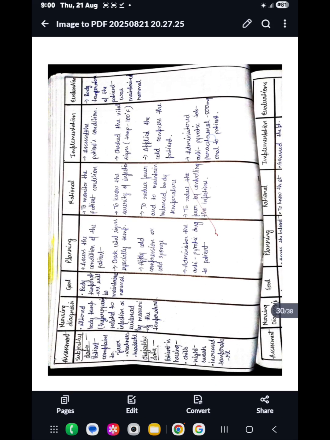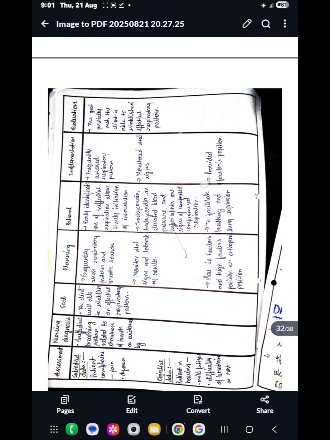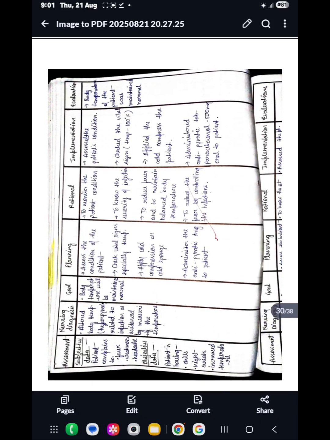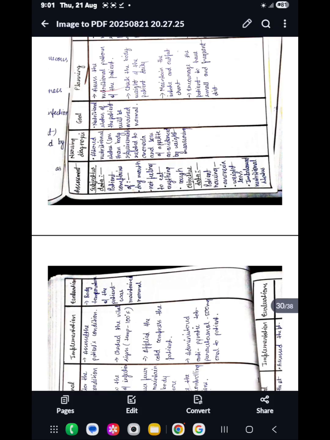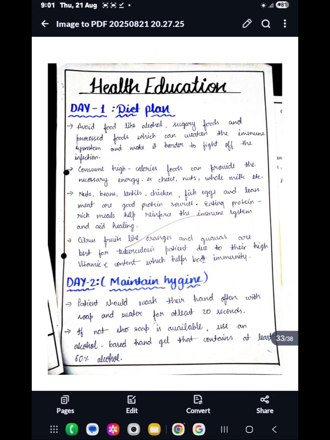You should write this one first, ineffective airway clearance, then you should write ineffective breathing pattern, and after these two you should write any of them, nutritional or body temperature. Then in the last we write health education, that we give to the patient for his better prognosis, for his fast recovery from the disease he is suffering from.